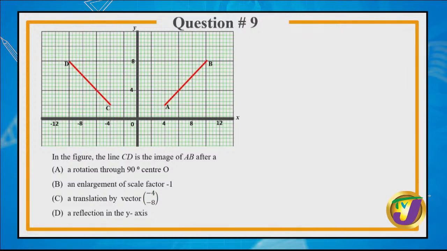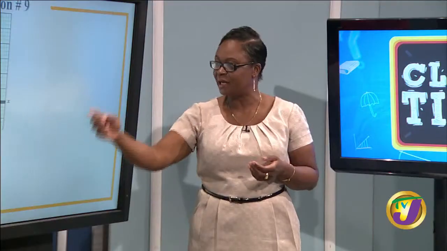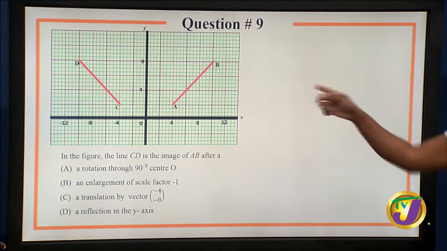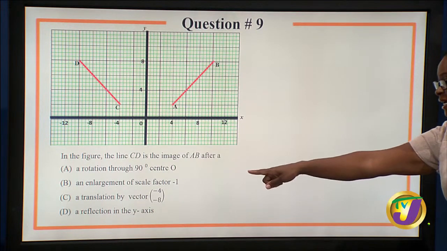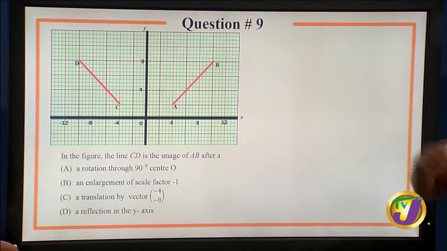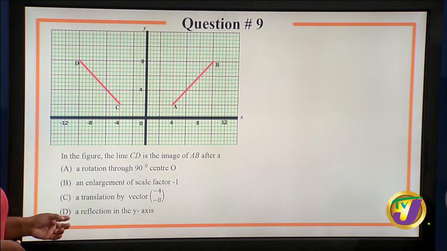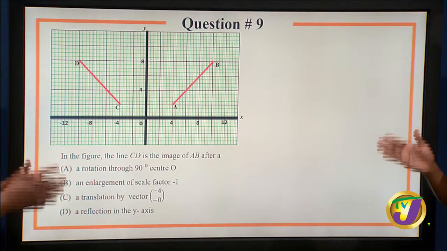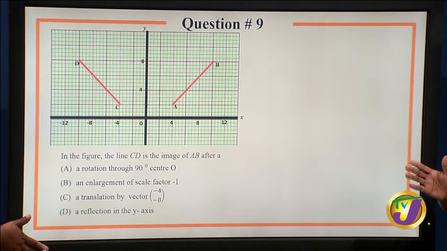If it were a translation by a vector, we could use the vector, use some movements to see where it will take us. And CD would not be in line with the vector, so that is eliminated. A negative, we are going in a different direction. And for a reflection, now we need to examine to see whether or not the object and the image are equal distance away from a mirror line, an identified mirror line.